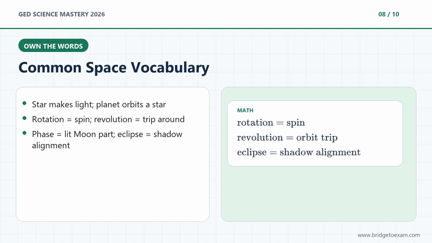A few vocabulary words carry a lot of points. A star produces its own light. The sun is a star. A planet orbits a star. Earth is a planet. An orbit is the path one object takes around another. Rotation is spin. Revolution is one trip around. A phase is the lit part of the moon we see. An eclipse is a shadow alignment. If you keep those words separate, many answer choices become easy to eliminate.